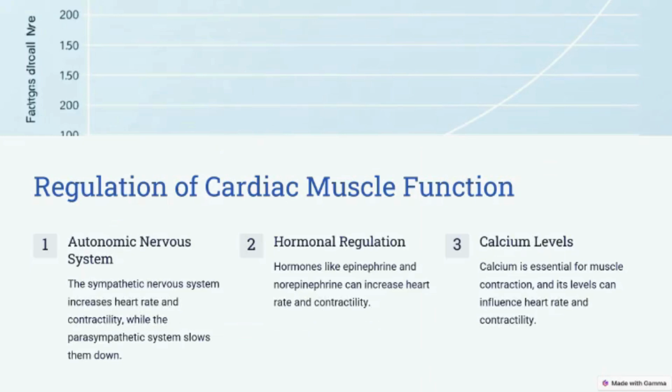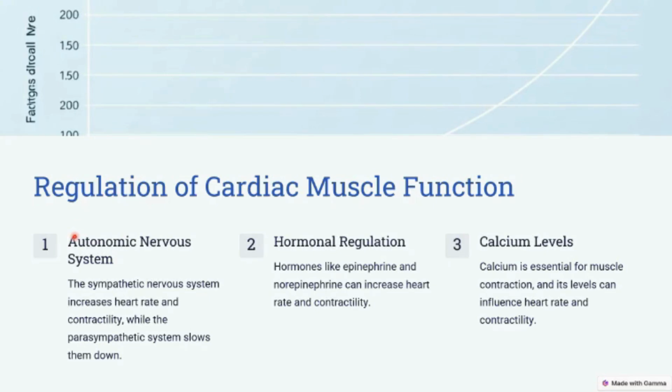So moving further to the regulation of cardiac muscle function. It is a complex process controlled by both intrinsic and extrinsic mechanisms to ensure the heart pumps blood effectively in response to the body's needs. This regulation is essential for maintaining a proper heart rate, contractile strength and blood flow during varying physiological conditions such as exercise, rest or stress.